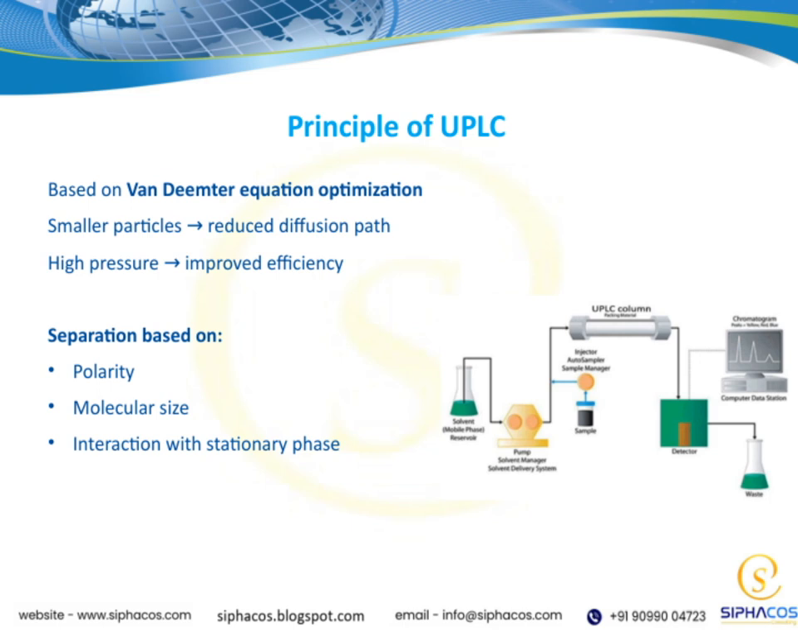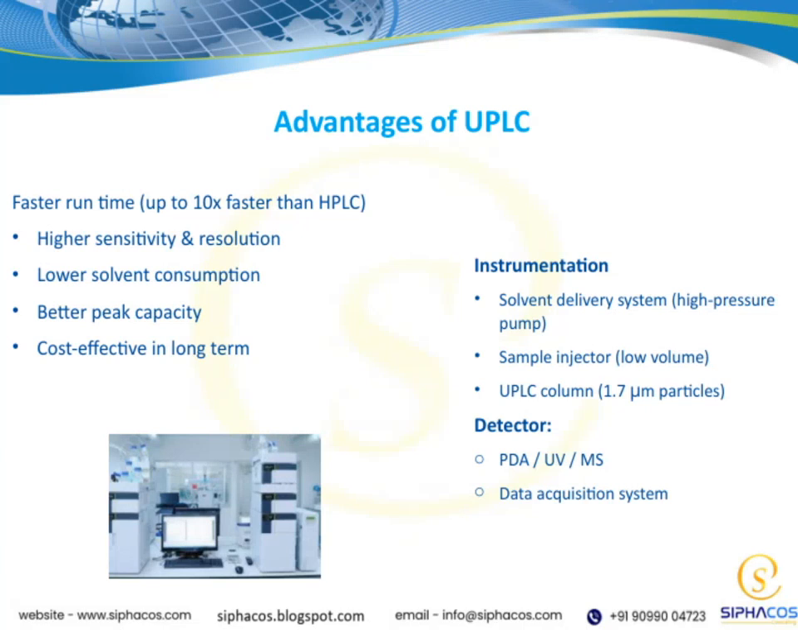of the separation process. Now, when it comes to how separation actually happens in UPLC, it's based on differences in properties like polarity, molecular size, and how molecules interact with the stationary phase. These interactions determine how quickly or slowly each compound moves through the column, allowing us to distinguish between different substances effectively. All of these elements, particle size, pressure, and interaction types, work together to make UPLC a powerful tool for rapid, high-resolution separations.